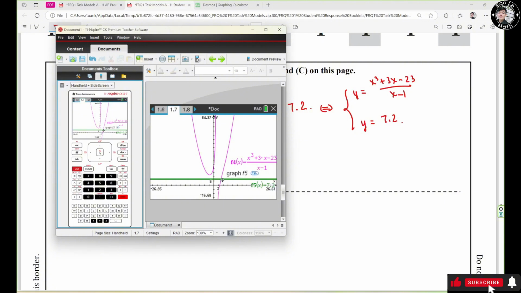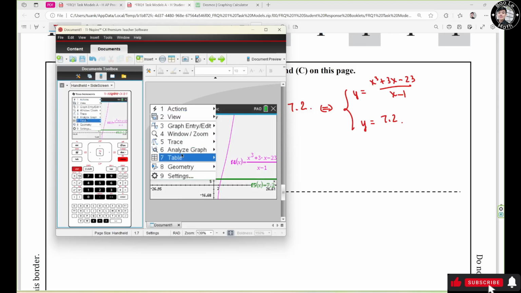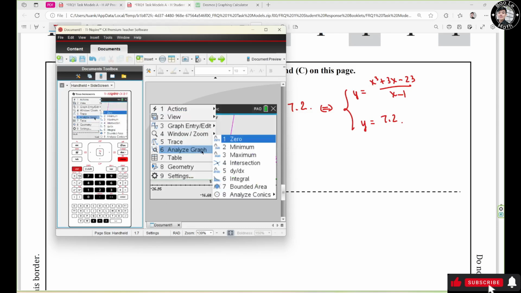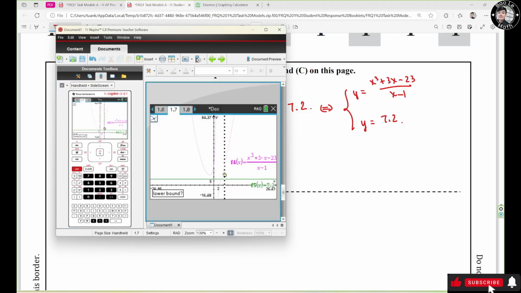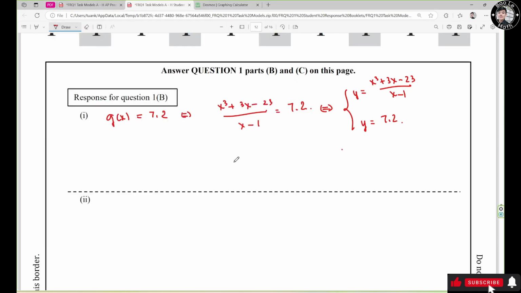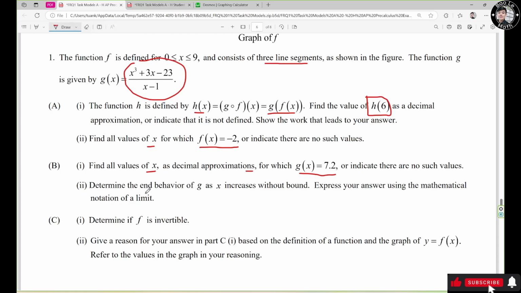Now the intersection should be right here. So you need to hit menu, analyze graph, and intersection. So you move to the left, hit enter, move to the right, hit enter. The answer should be right here, 3.06. So it's going to be s equals 3.06.